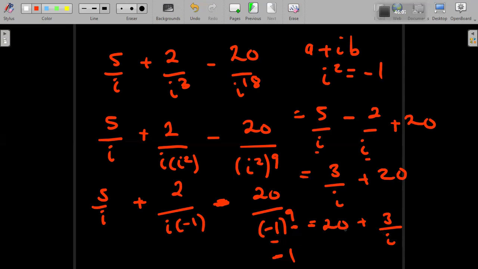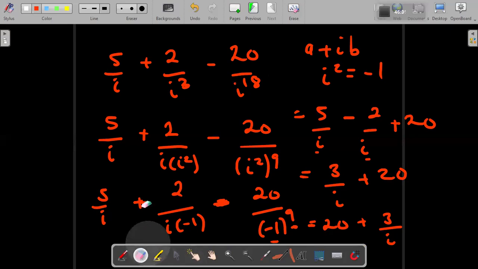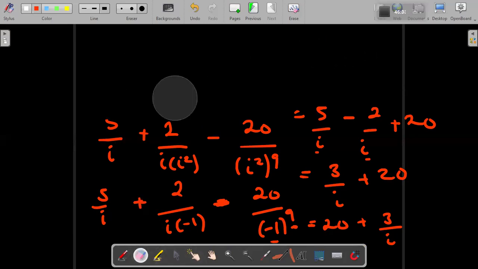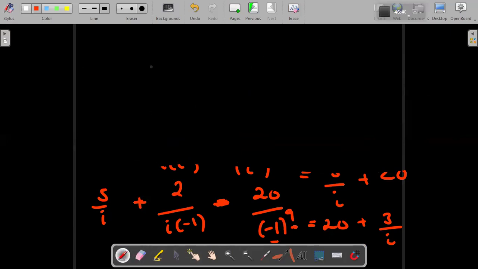So here you can make that into a single fraction. Let's make that into a single fraction. Here, let me erase this top part. All right, so I have 20 plus 3 over i, where the denominator is i. So there I will get 20i, i times 20 is 20i. Then i times i, plus 3 multiplied by 1.